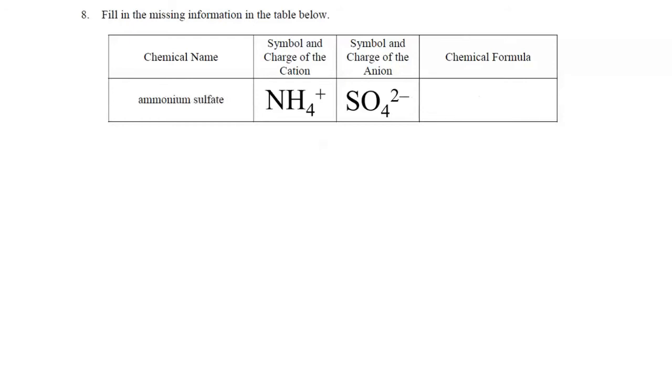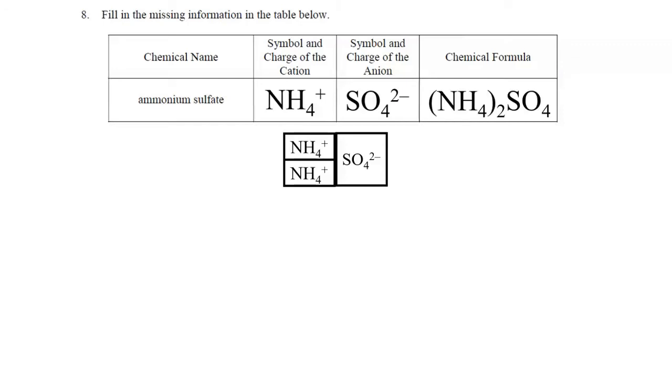And then ammonium sulfate, we need 2 ammoniums for every 1 sulfate in order to get the charges to balance out. So parentheses around the ammonium with a 2 on the outside, followed by SO4. So NH4 inside parentheses, 2, SO4.